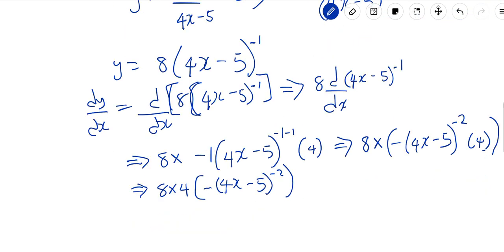And 8 multiplied by 4x minus 5 to the power of negative 2. So if I have 8 multiplied by 4 to the power of negative 2, first of all, this is going to give me 32, negative 32, 4x minus 5 to the power of negative 2.